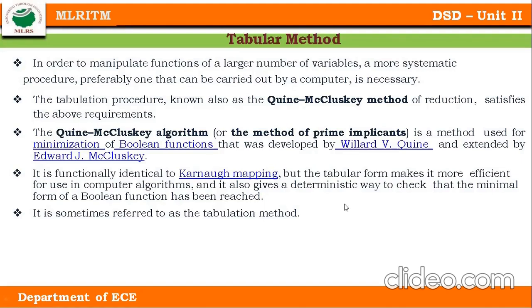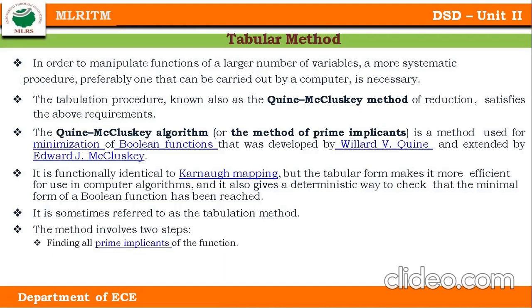Okay, it is using a tabular method. This method involves two steps. One is to find out the prime implicants. So here a question arises: what is a prime implicant?